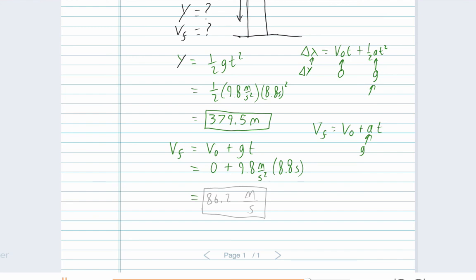When we calculate that out, units first, meters over seconds squared times seconds gives us meters per second. That's right, that's the speed, the velocity, that's what we want. So we just do 9.8 times 8.8, and that gives us 86.2 meters per second. And that's it. Yeah, that's moving really fast.